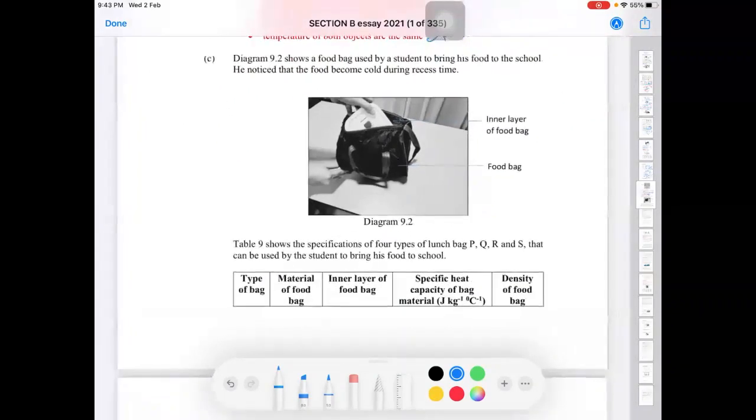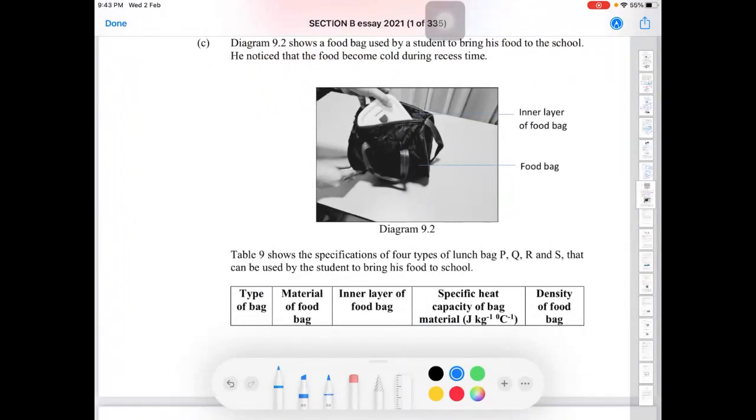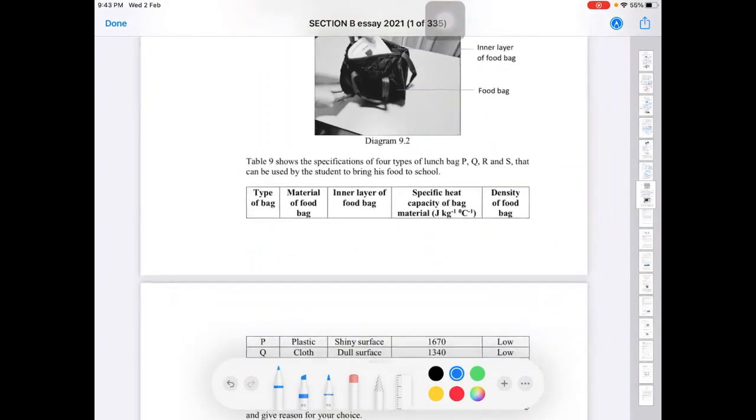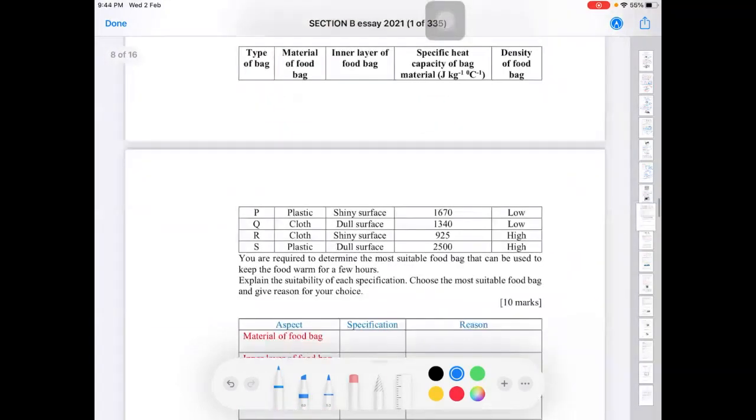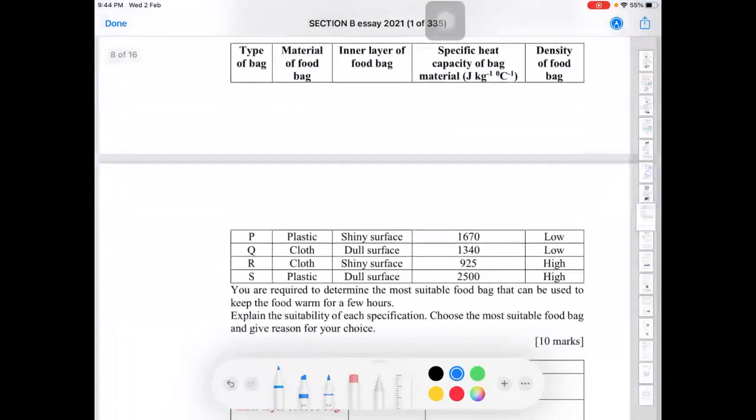So, the table show the specification of 4 types of lunch bag, PQRS, that can be used by the student to bring his food to school. So, dia nak food dia last longer lah, hot longer. Alright. Okay, so ini adalah the aspect. Okay, you are required to determine the most suitable food bag that can be used to keep the food warm for a few hours. Longer, Alright, so dia bagi apa kriteria?